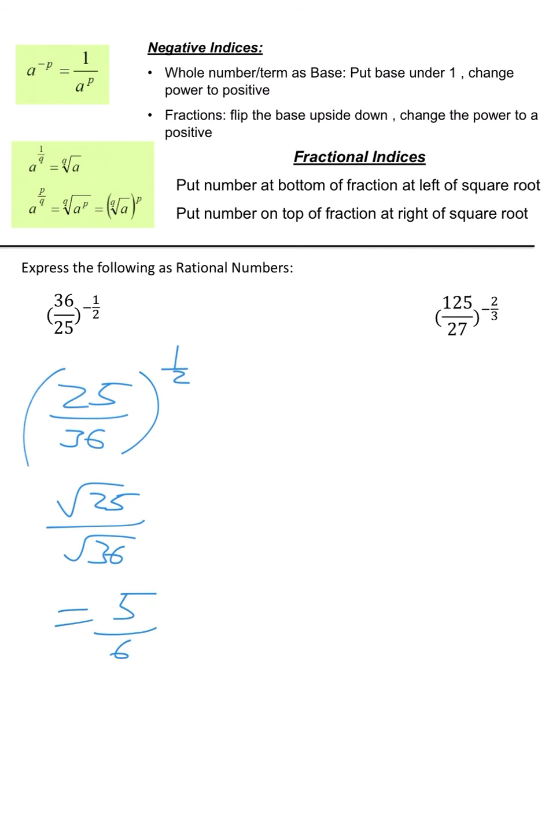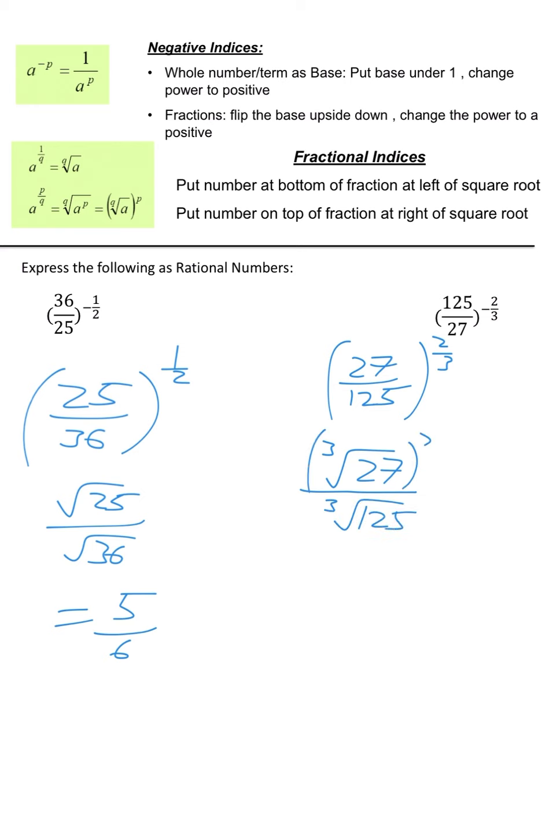Now, next one's the same. So let's flip it upside down. So we'll have 27 over 125. Change that power now to positive. Now, power of 2/3. So I'm going to raise 27 to the power of 2/3 and do the same with 125. So remember, the 3 goes on the left. Same here, with both of these then to the power of 2.